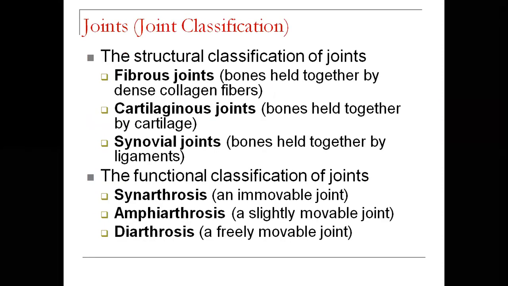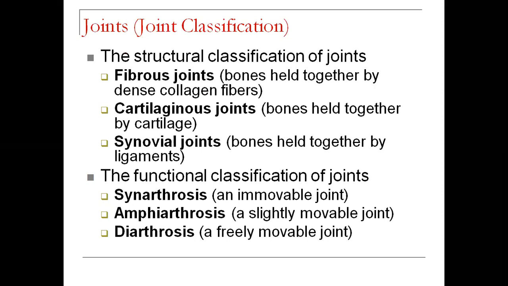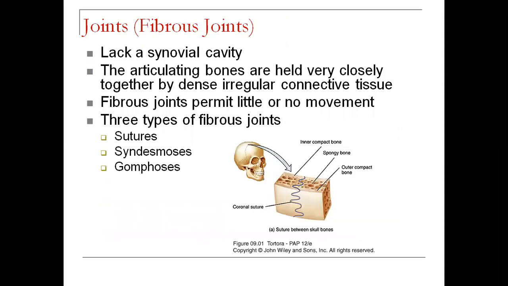See, the fibrous joints are the joints where the bones are held together by dense collagen fibers. The cartilaginous joints are where the bones are held together by cartilage. The synovial joints are the joints where the bones are held together by ligaments. Then next is the functional classification according to the movement. We have synarthrosis, which are immovable joints. We have amphiarthrosis, which are slightly movable, and diarthrosis, which are freely movable joints.